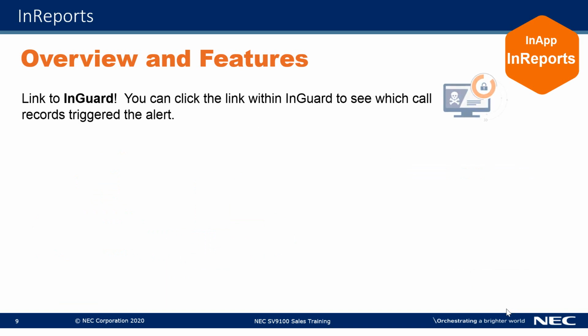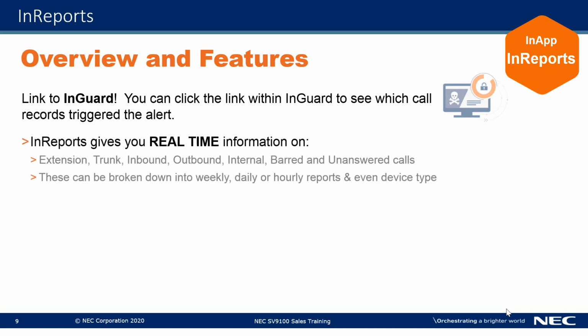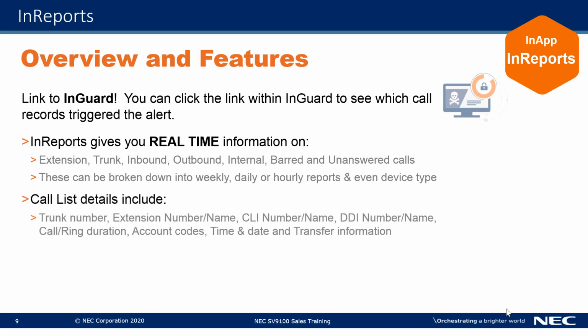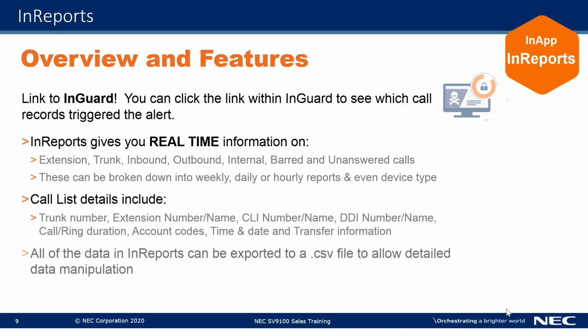A really cool feature of InReports is that we can link it to our InGuard application. That means that you can click on a link within InGuard to see which call records have triggered the alert. InReports gives you real-time information and all the information that you can see there on the screen. That's easy to show you on a live demonstration in a moment. Again, on the call list detail, you can see all the information that we can provide you on the call lists. But all of the data within InReports can be exported to a CSV file to allow you detailed data manipulation.